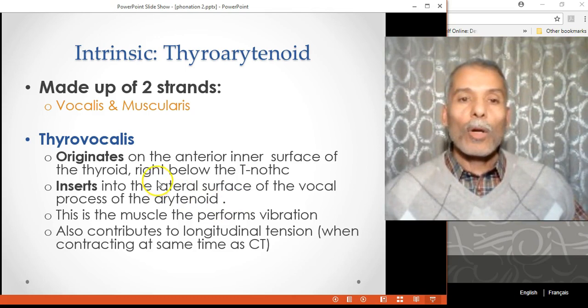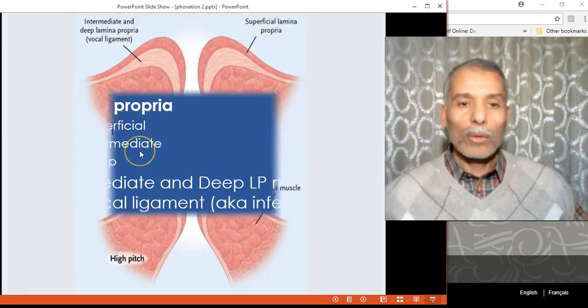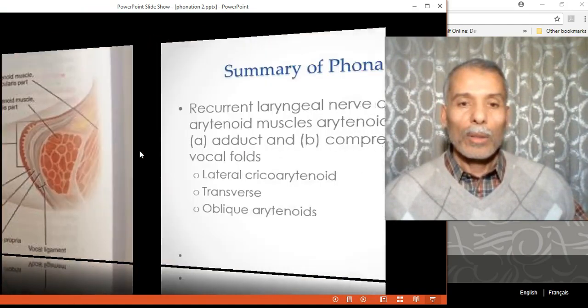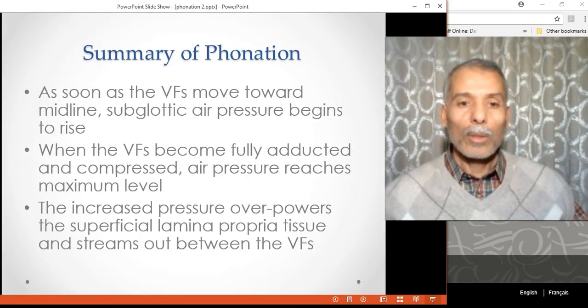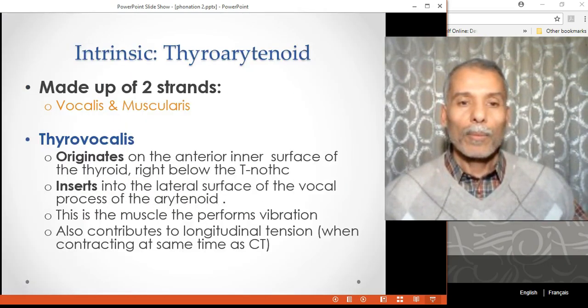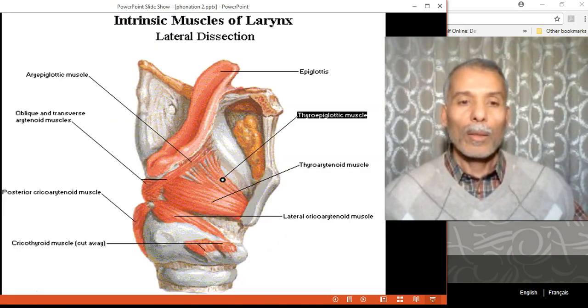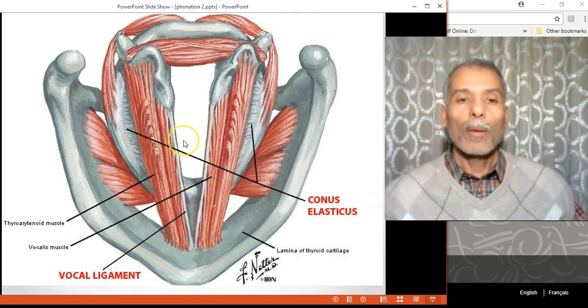Let me go back and explain both of them here. Actually, I need to have a bigger image. Where is it? I know I have one back there. Here.